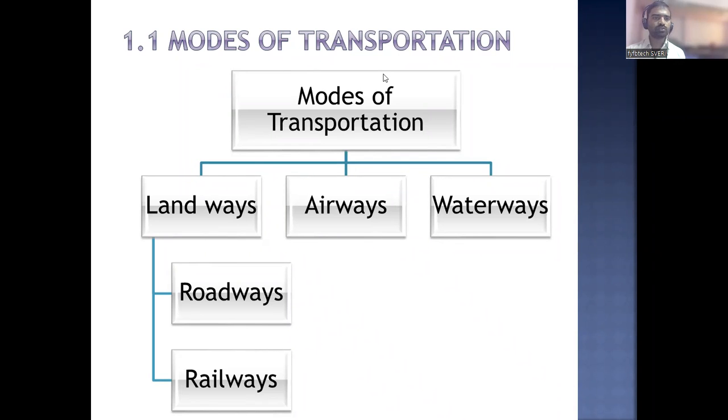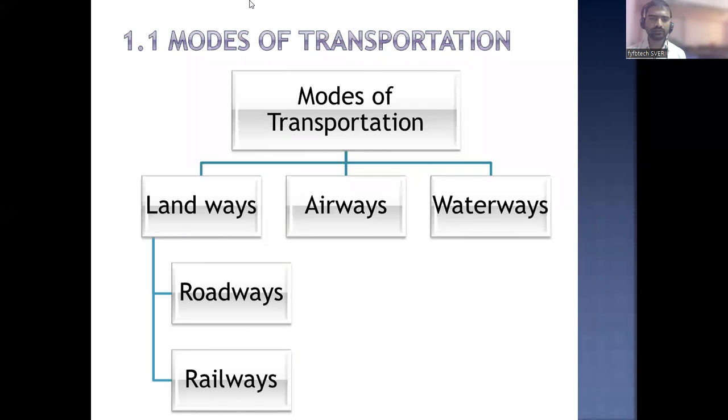Next point is modes of transportation. So can anybody tell me what is transportation? Define transportation. Traveling from one place to another. Yes. As an engineering student, can you define?